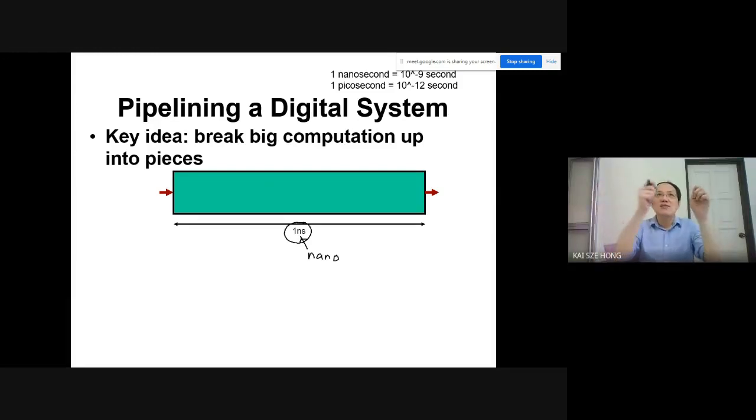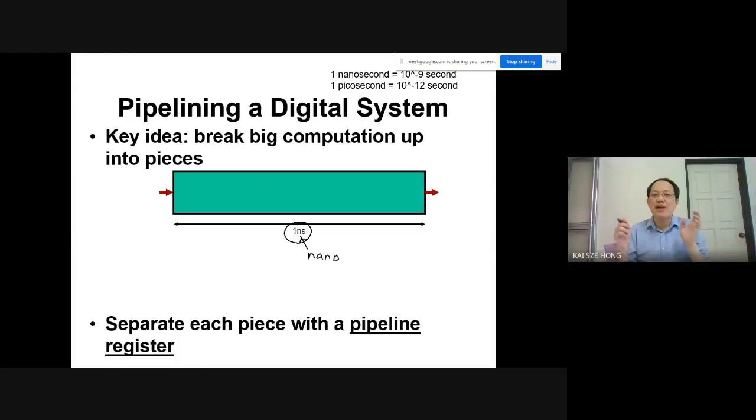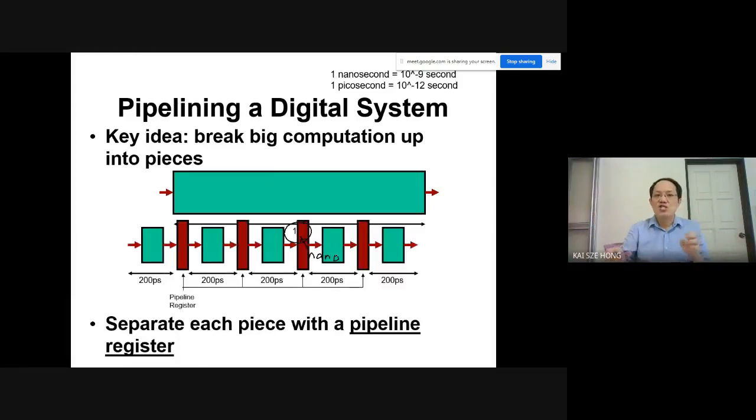We don't want to stick the washing machine, washer, dryer and also folding together, right? We want to split them up so that they can do separate jobs. Okay, we split each piece with a pipeline register. So this is actually the pipeline register that has been put in when you split the 1 nanosecond into 200 picoseconds everywhere. Okay, so this is what we call the pipeline register.